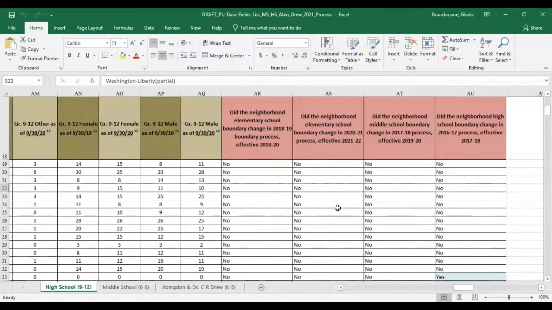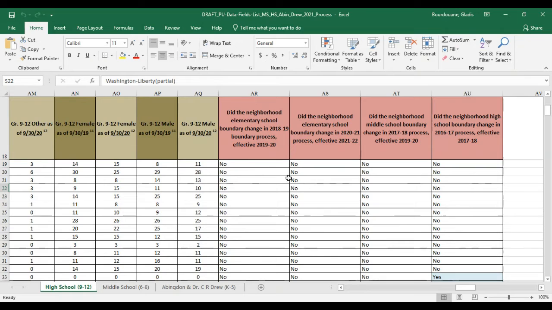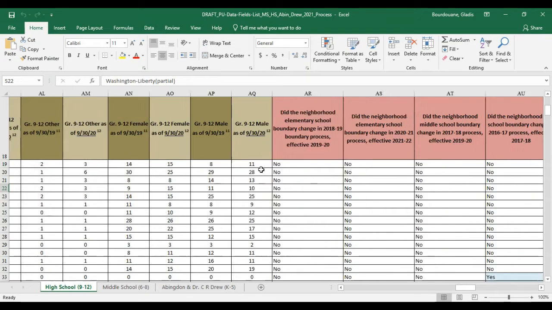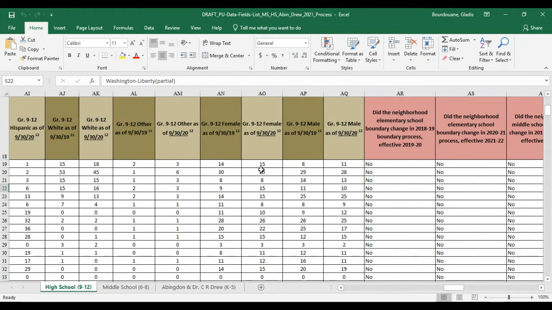And then just for filtering purposes, we have these fields. Did the neighborhood elementary school or middle school or high school change? This is a simple yes or no, and you can easily filter that information. So this is the data table where you can look through it, ask us any questions, or verify any information that's there. Robert, is there something on the data table that you would like to expand upon?